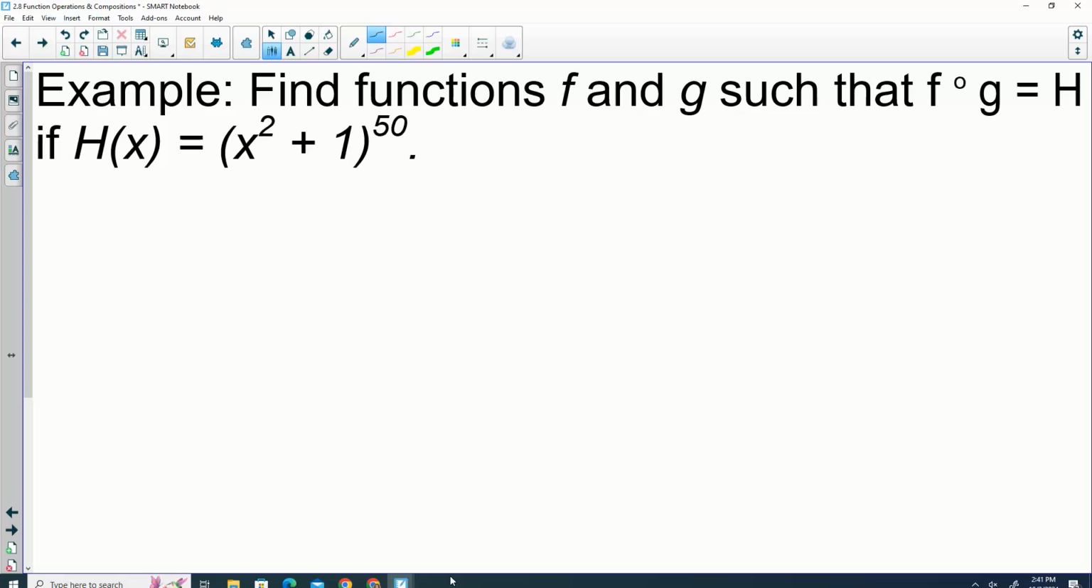Find functions f and g such that f composed with g is equal to h, if h of x is x squared plus 1 to the 50th. So I am telling you f composed with g is equal to this.